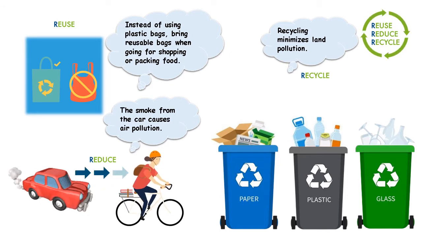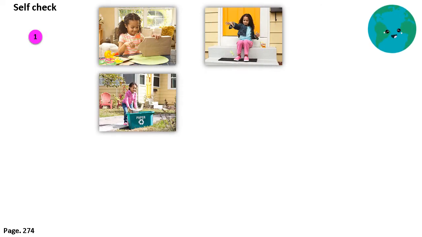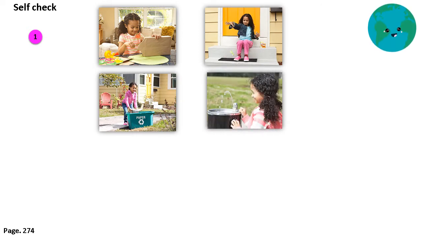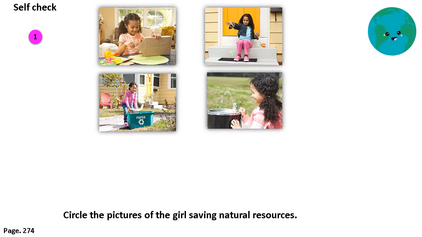Well done, everybody. Now we will begin solving our exercises on page 274 in our science book. For part 1, we have to take a look at these 4 pictures and circle the pictures of the girl saving natural resources. What do you think? Fantastic! Let's circle the first picture, which shows a girl reusing a paper bag to wrap a gift.